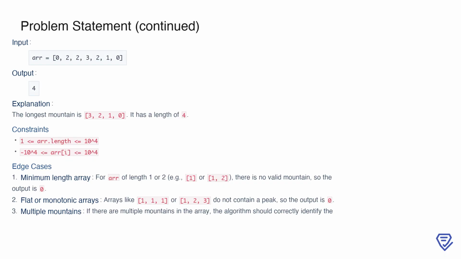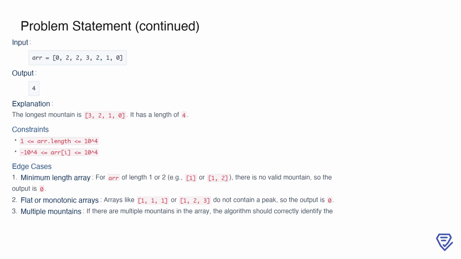Now, let's look at another example. If the input is ARR equals 0, 2, 2, 3, 2, 1, 0, the output is 4. The longest mountain here is 3, 2, 1, 0, which has a length of 4. This subarray satisfies the mountain criteria since it has a peak at 3, followed by a strictly decreasing sequence.